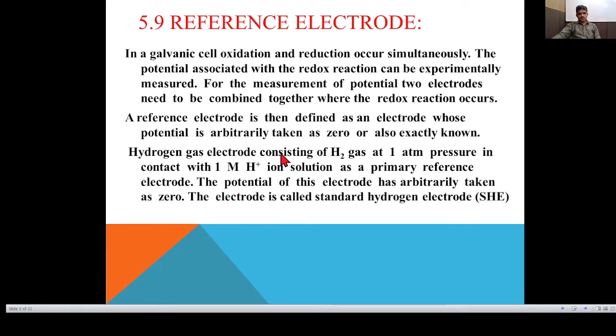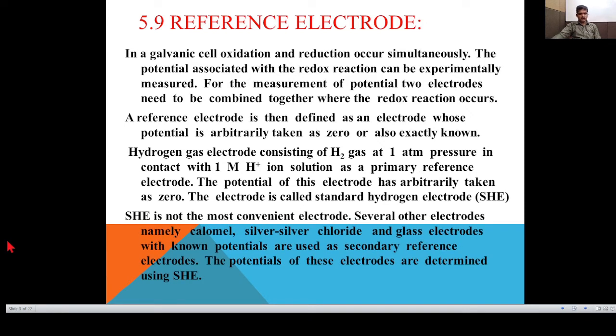The hydrogen gas electrode, consisting of hydrogen gas at 1 atmospheric pressure in contact with a 1 molar H+ ion solution, is used as a primary reference electrode. The potential of this electrode is arbitrarily taken as 0. The electrode is called SHE, that is, the standard hydrogen electrode. This is the primary reference electrode whose potential is taken as exactly 0.